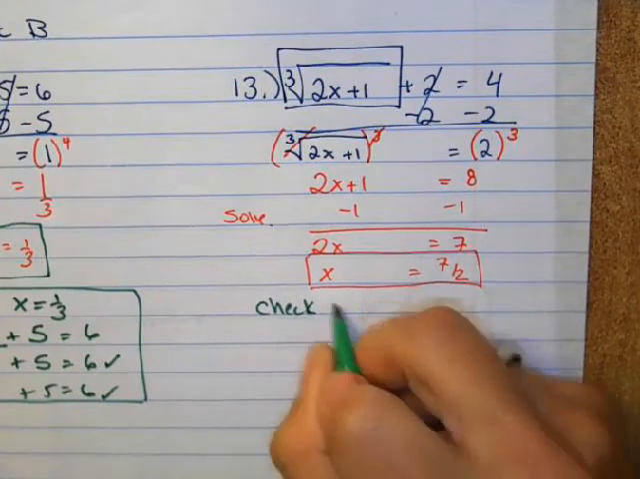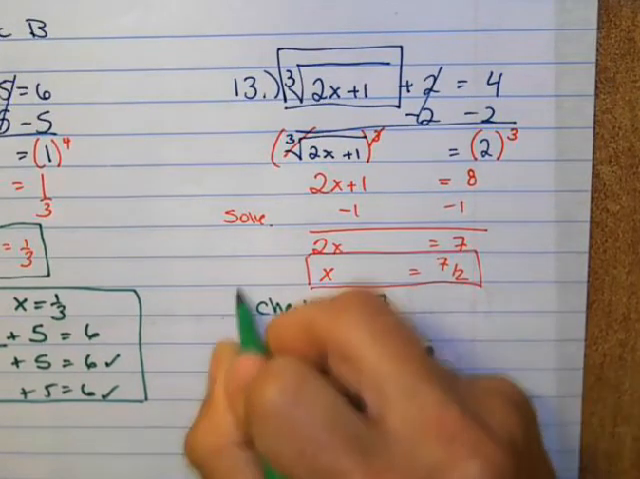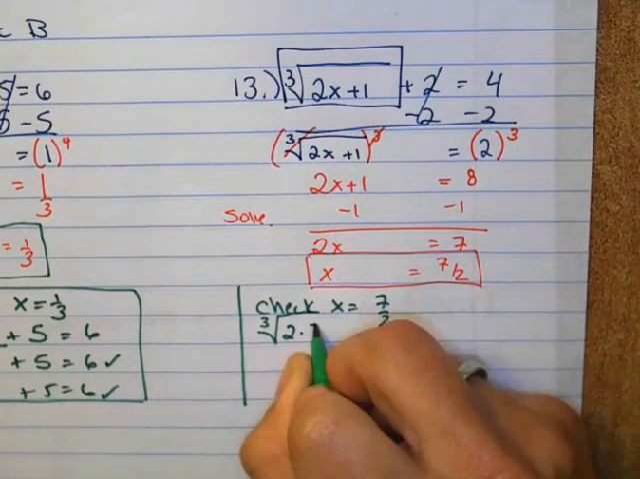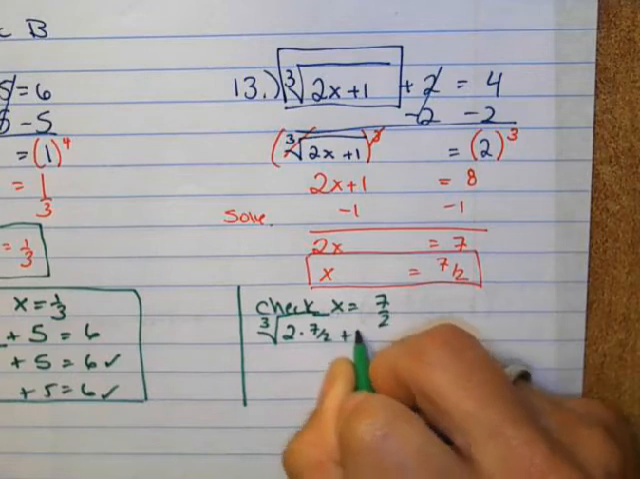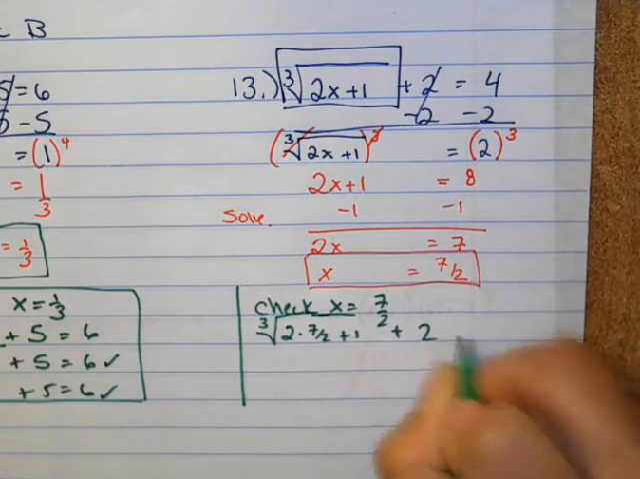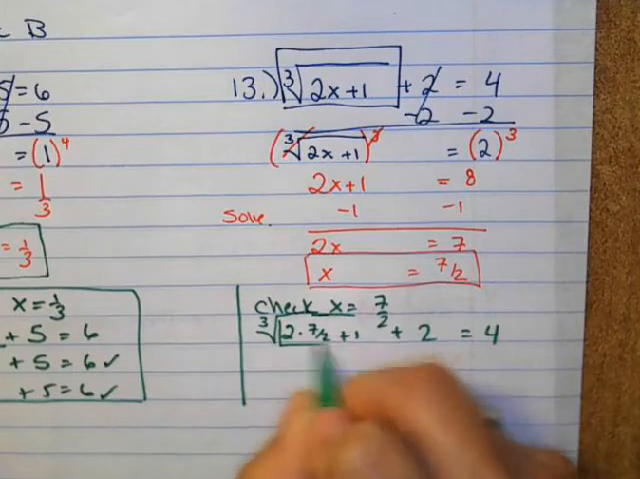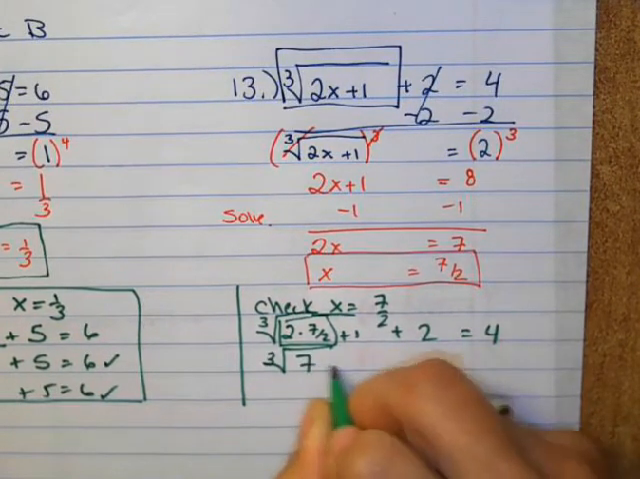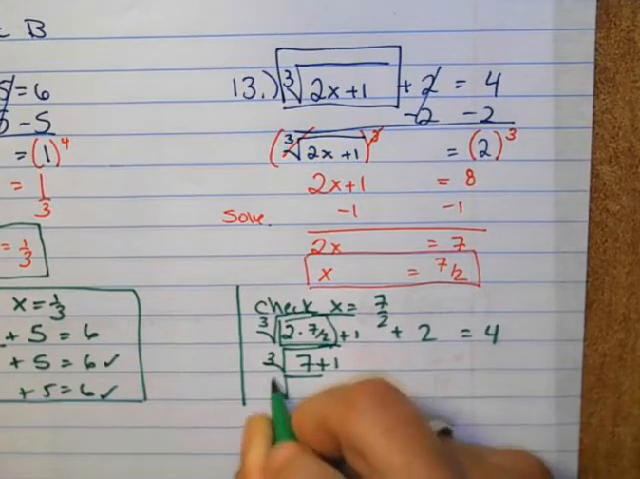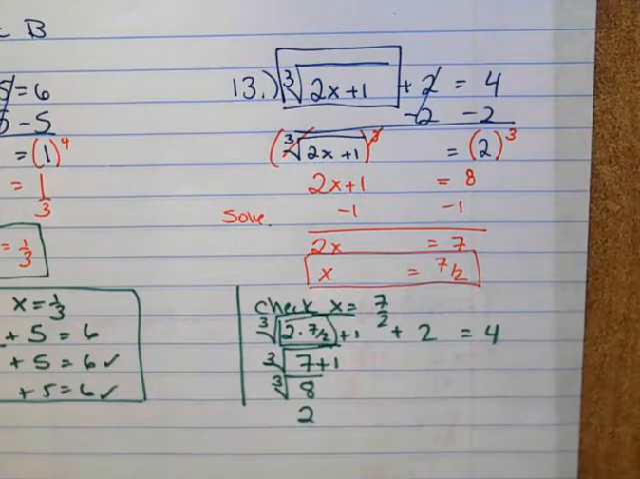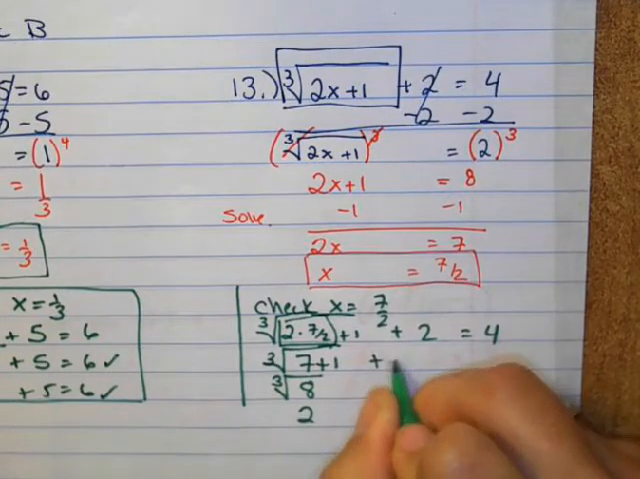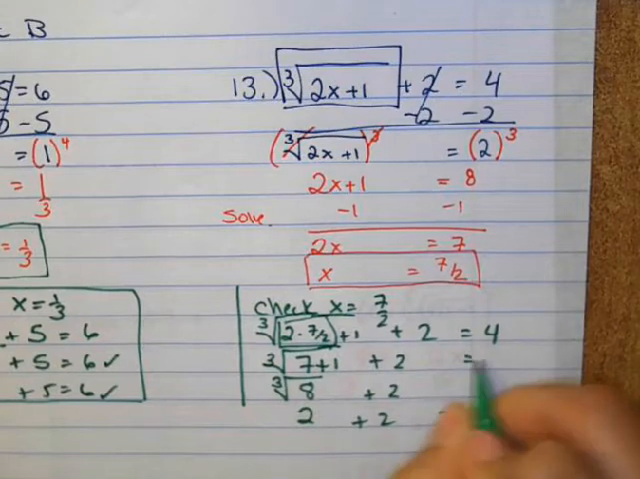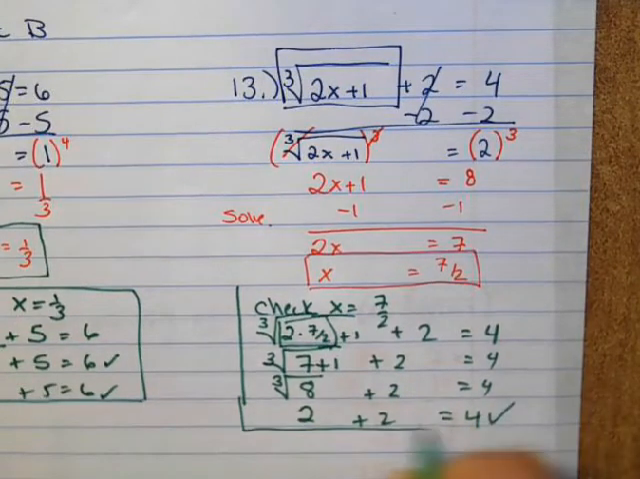Alright, last step, check my answer of 7 halves. Cube root of 2 times 7 halves plus 1, plus 2 out here, equals 4. 2 times 7 halves is 7. Cube root of 7 plus 1. 7 plus 1 is 8. Cube root of 8 is 2. I'm going to add this other 2 hanging out here. 2 plus 2 is definitely 4. So there is my check.